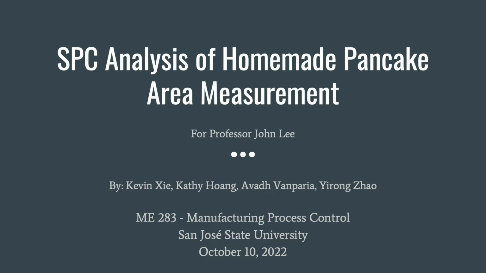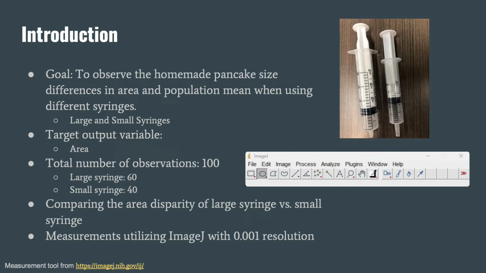In the following slides, we'll go over our studies and results in performing an SPC analysis of measuring the area of the homemade pancakes and how changing the different types of syringes affects the overall size of the pancakes. The goal of our experiment is to observe the homemade pancake size differences in area and population mean when using different syringes. We will be making a total of 100 observations, with 60 using the large syringe and 40 using the small syringe. Then, comparing its area disparity by utilizing the software ME283 with 0.01 resolution measurement.